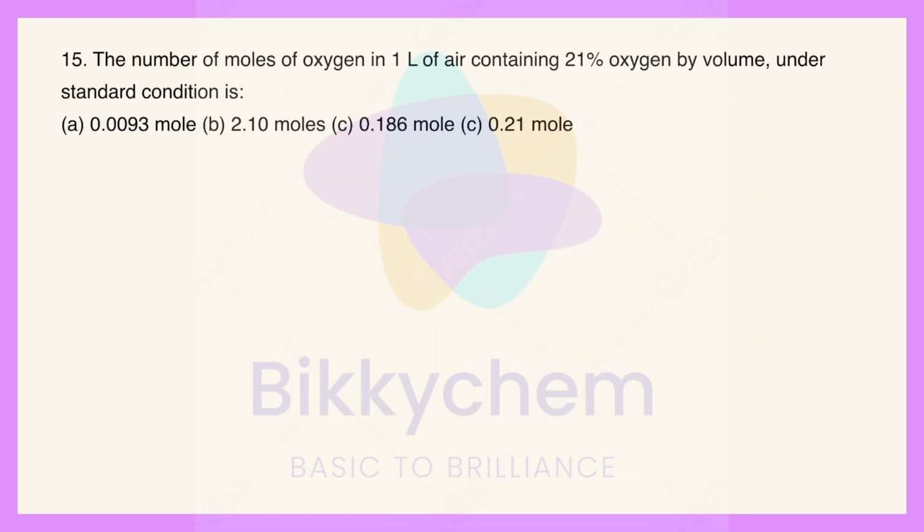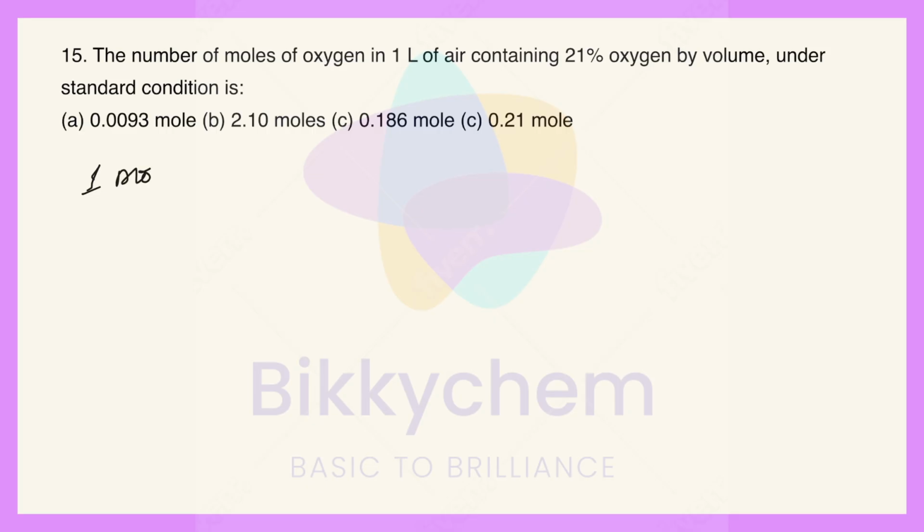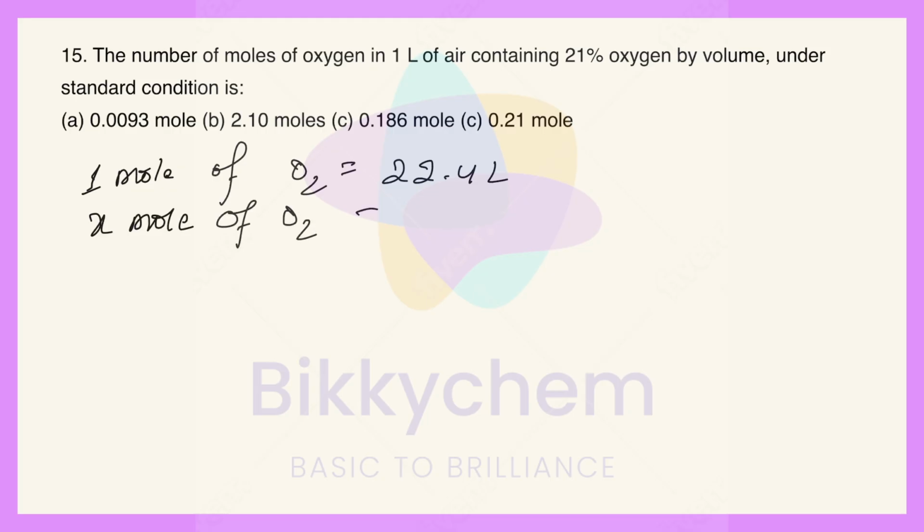Okay, let us come to another question. This question came in AIMPT 1995. We need to find out the number of moles of oxygen in 1 liter of air containing 21% of oxygen by volume. So we know that 1 mole of oxygen is equals to 22.4 liter. This one is a fixed one, that is constant value. So x mole of oxygen equals to 1 liter. So how much mole is there in the 1 liter? We need to find out this one.